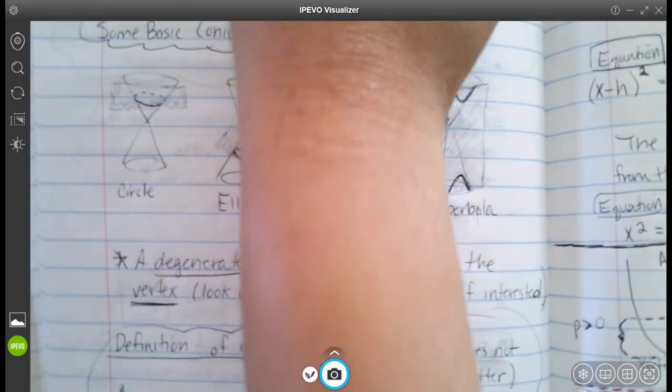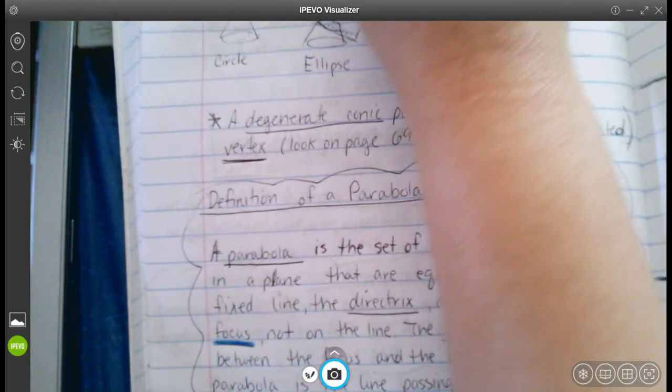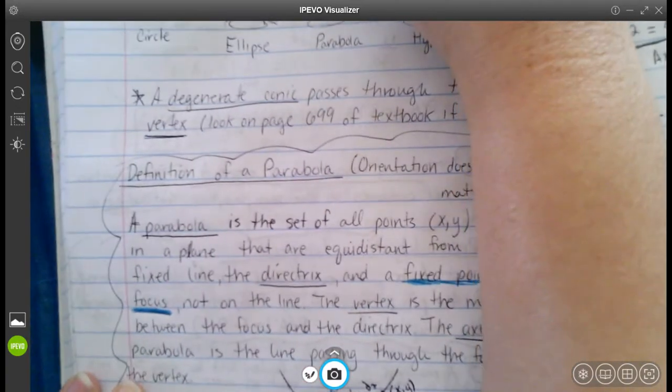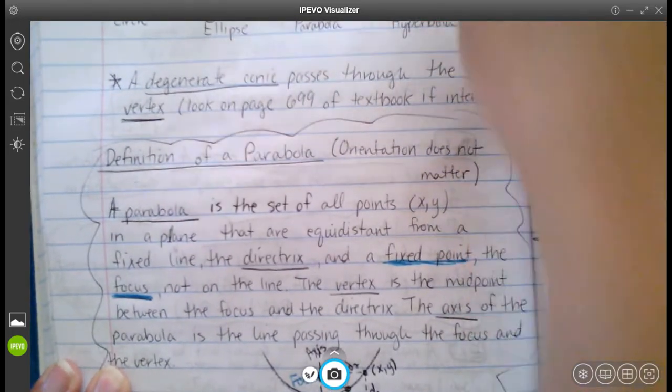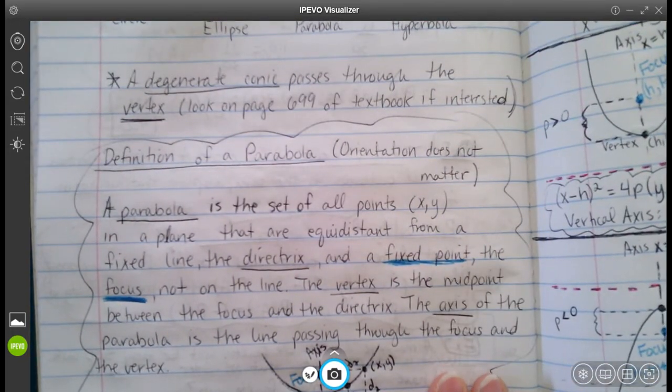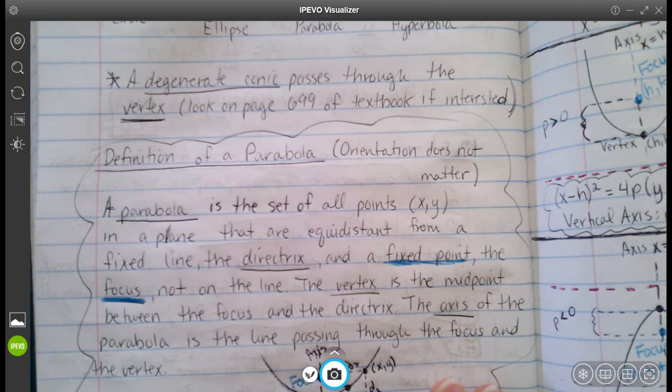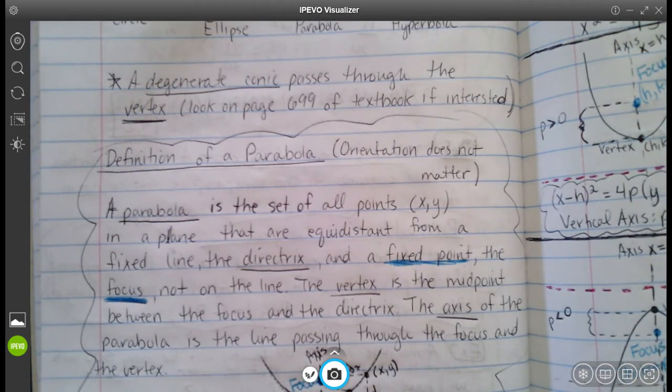Okay, so let's look at the definition of a parabola as it is with a conic. We know a parabola is like y equals ax squared plus bx plus c, but that's one version of looking at it. In this one, orientation does not matter, which means we're not necessarily identifying whether it's a function. We can have a sideways parabola, which is kind of cool.